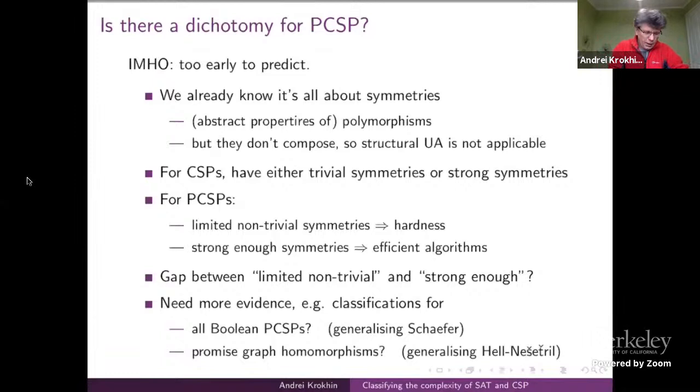So for example, classification for all Boolean PCSPs generalizing Schaefer, or classification for promise graph homomorphism generalizing Hell-Nešetřil, would be good. Now, of course, sorry, classification for promise graph homomorphisms involves resolving this approximate graph coloring conjecture, right? Which top people in approximation tried to resolve for 40 years and couldn't. So it's not going to be a pushover, right? It needs some new ideas, and I believe we do have new ideas.